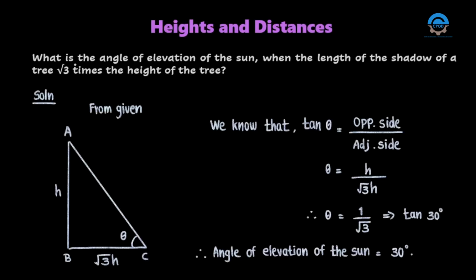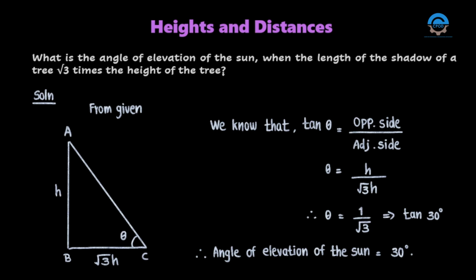Let's see the next problem. What is the angle of elevation of the sun when the length of a shadow of a tree is root 3 times the height of a tree? Here we need to get the value for theta, that is the angle of elevation of the sun. The given data is the length of a shadow of a tree is root 3 times the height of a tree.